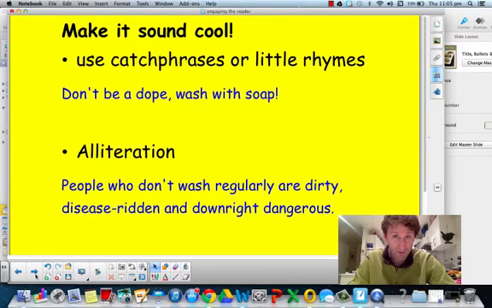Alliteration is another really cool way to make things sound interesting. That means using the first letter or sound of a word over and over again. Like this: people who don't wash regularly are dirty, disease-ridden, and downright dangerous.